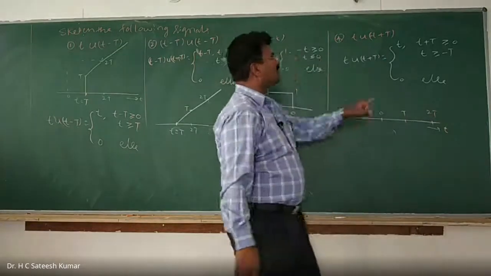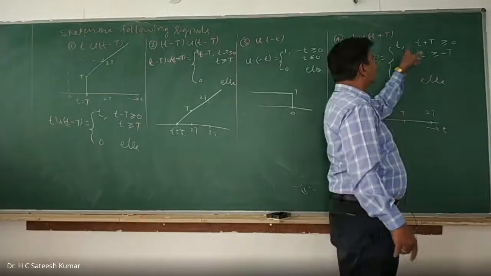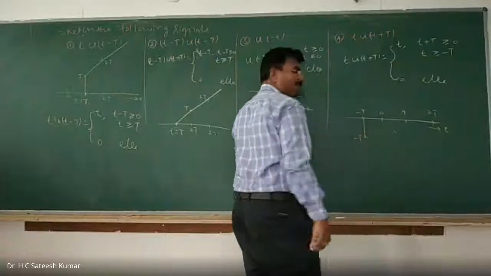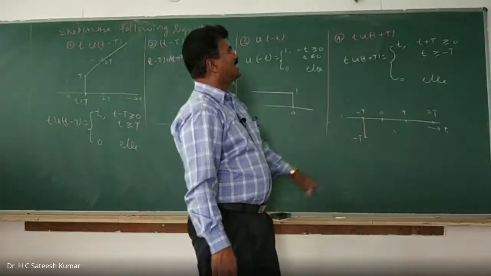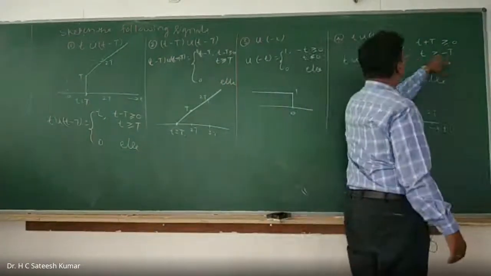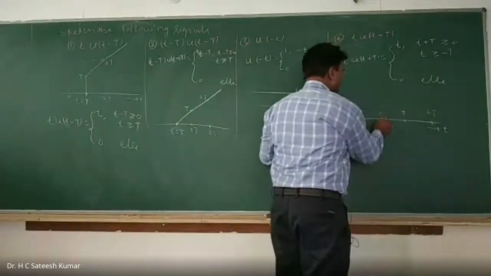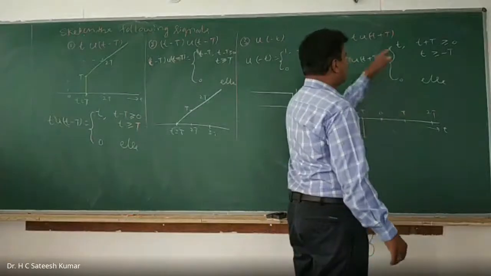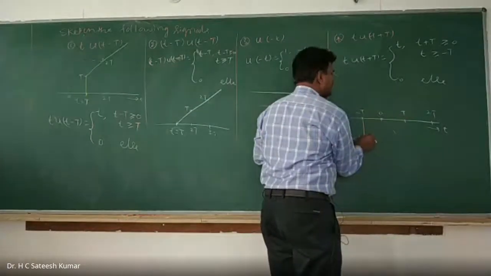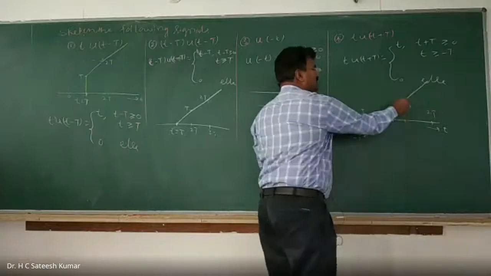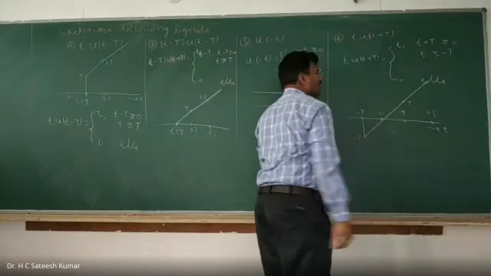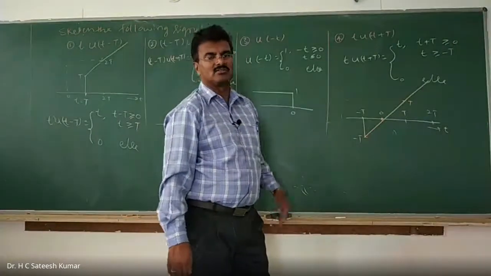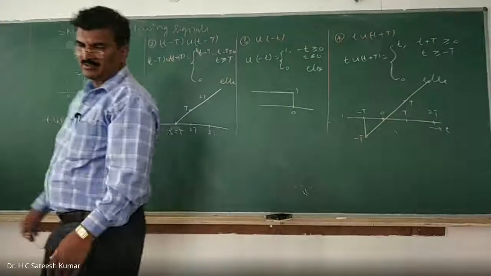When t is equal to minus t, this will become minus t. Therefore, this will go to what? Minus t. Amplitude becomes minus t. When t is equal to 0, this will also become equal to 0. When t is equal to t, it will become t. So like that, it will be. This will be t, like this. So this shape we are going to get. That's how we are going to sketch the signal. You should be careful, you should understand and you should do it.